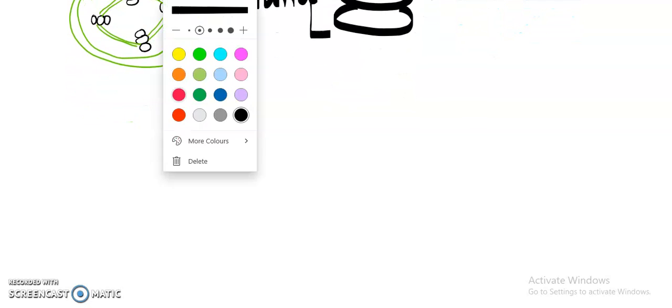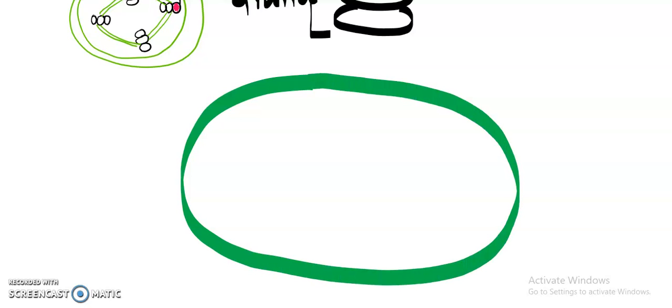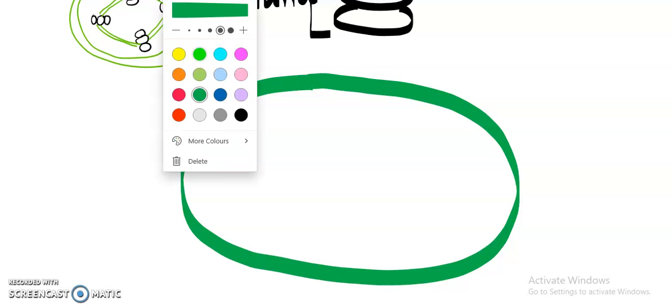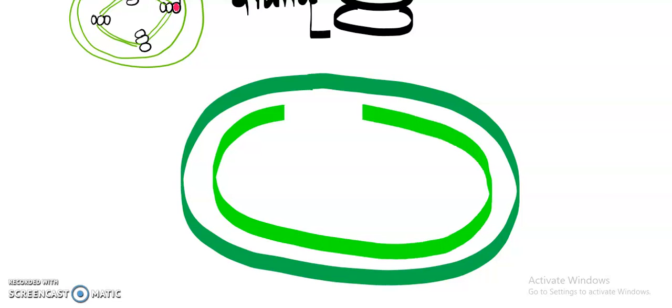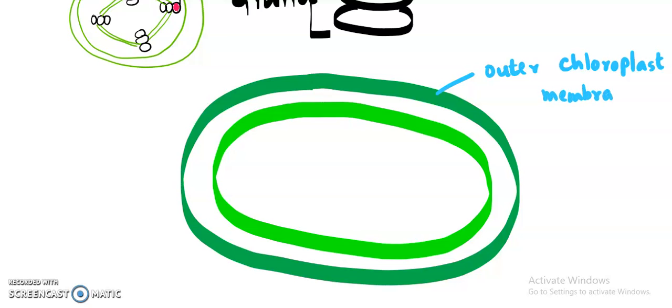I will be making a bigger diagram for more clarity. This is our outer chloroplast membrane drawn with the help of green color. Now I am taking a lighter shade, and this is our inner chloroplast membrane. We will be writing the names of both. This is the outer chloroplast membrane. Plants also fall in the category of eukaryotic cell, so that's why we are drawing two membranes. This is the outer chloroplast membrane. This is the inner chloroplast membrane.